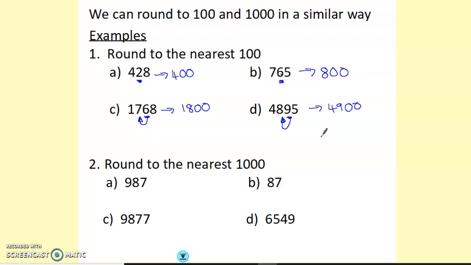We have to the nearest 1000, 987. 987 is somewhere between 0 and 1000. It's above 500, which would be the halfway point, so that would round up to 1000. 87 is below the halfway point, so it's going to go down to 0. 9877, that 8 is going to push that 9 up to a 10. So we get 10,000. 6,549. 549 is above the halfway point, so it goes up to 7,000.